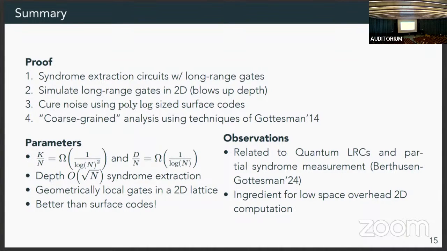Hi, thanks for the nice talk. I have a small question on the rate parameter. It's like 1 over log n squared. And in your previous slides, you mentioned that the distance of the surface code should be as large as polylog n. So do you pick a specific distance of the surface code, and is the current rate on your slide the best we can hope for based on surface codes?